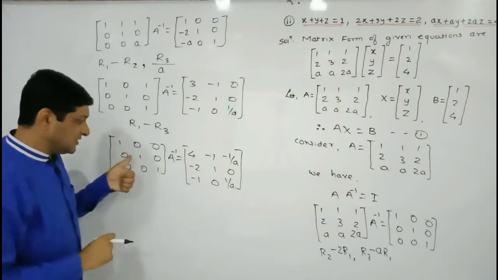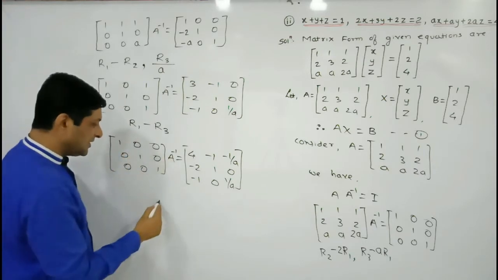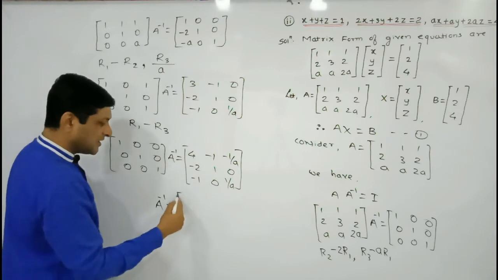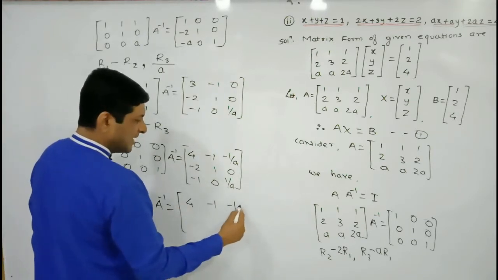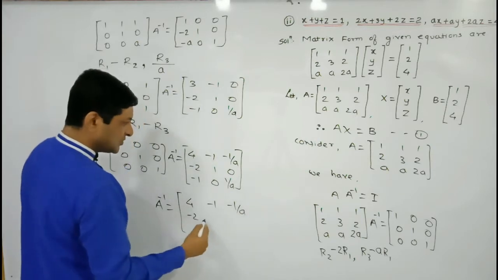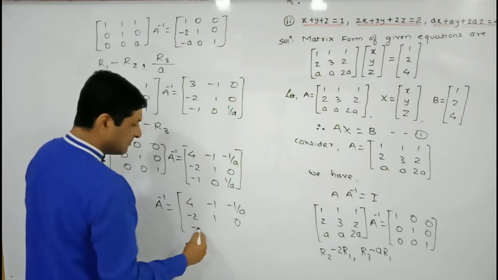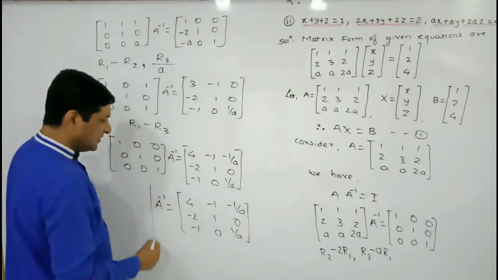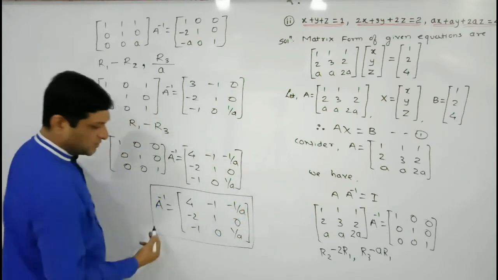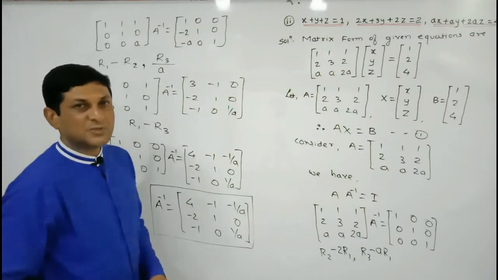Now observe on this side: identity into A inverse will be equal to A inverse. And what are the elements of A inverse? 4, minus 1 by a, minus 2, 1, 0, minus 1, 0, 1 by a. So in this way we have got the inverse of the matrix. Once the inverse is known to us, now we are making use of the inversion method.